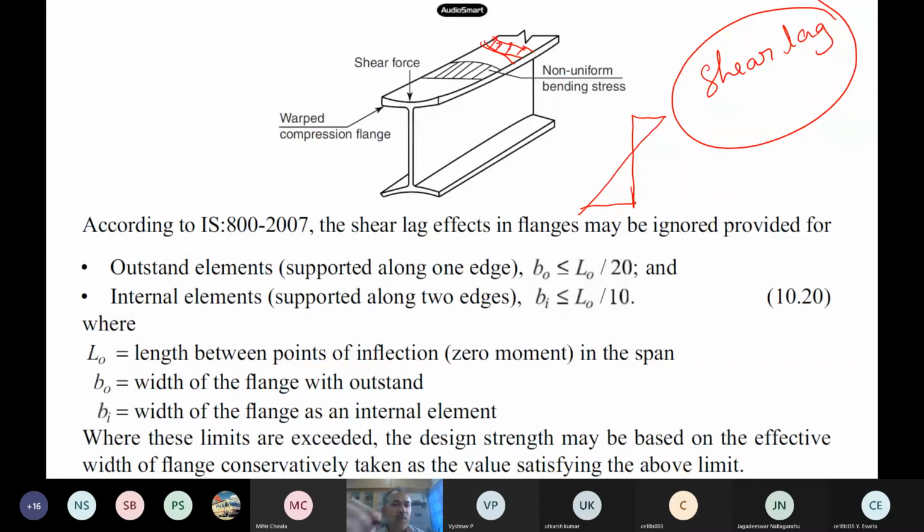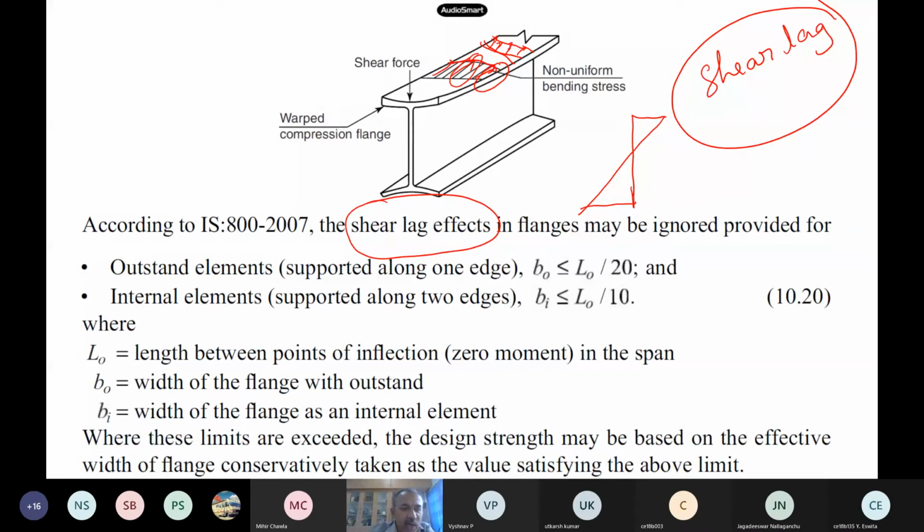But what happens is, the stress will not be uniform. So you will see these types of stresses. Here the stresses will be small. Here at the middle the stress will be high, but at the edges the stress goes away. So here the stresses are at a lag compared to this portion. So this they call the shear lag effects in the flange also.